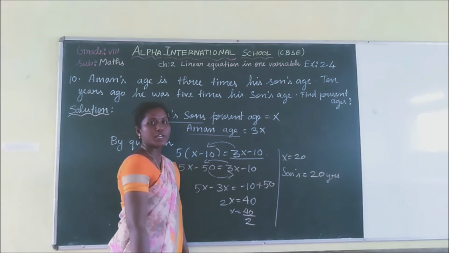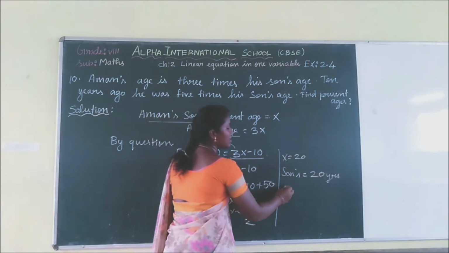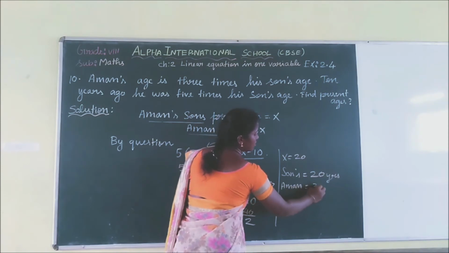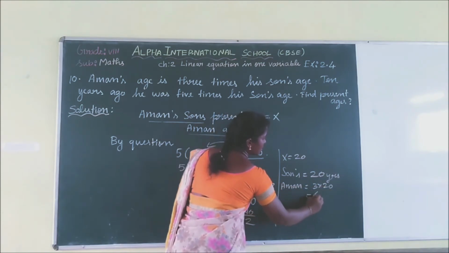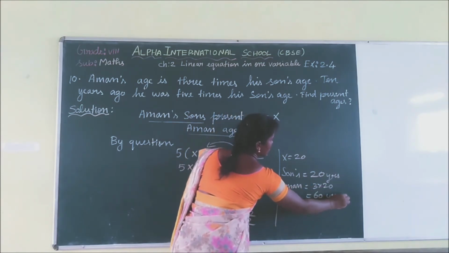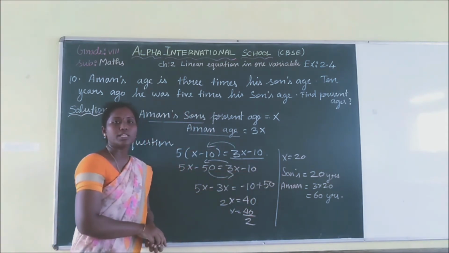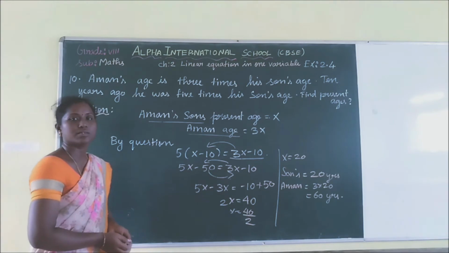And what about his father? His father's present age is 3 into 20. So Ahmed is 3 into 20, which is equal to 60 years. So the present age of the son is 20 years and the present age of the father is 60 years.